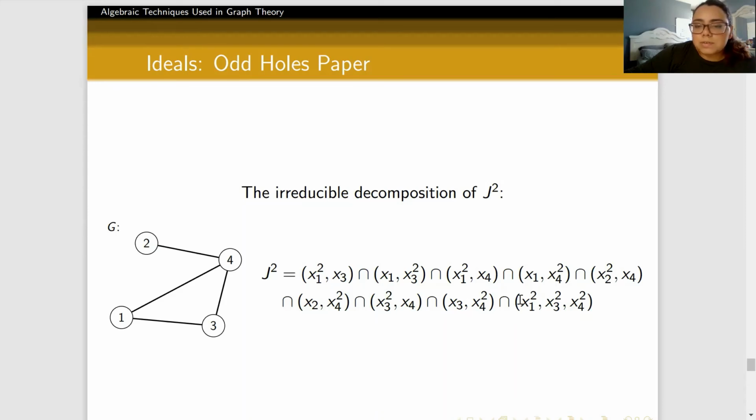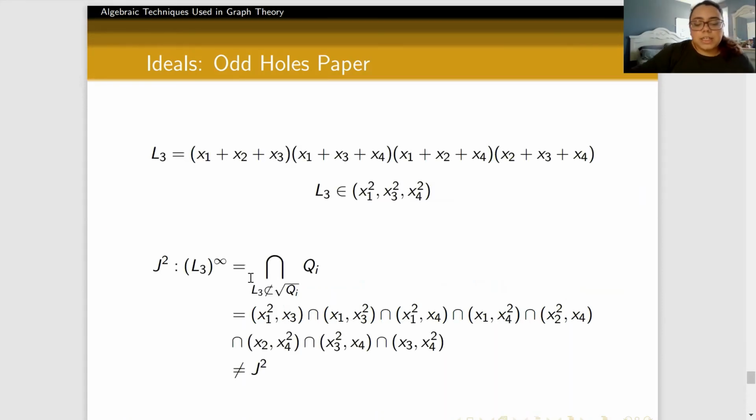Then we also have this (x1 squared, x3 squared, x4 squared) piece at the end. And we get that because the only odd cycle in our graph is the one formed by vertices 1, 3, and 4. So we define L sub 3 to be the product of all the combinations that are using 3 vertices. So we get (x1, x2, x3) times (x1, x3, x4) times (x1, x2, x4) times (x2, x3, x4).